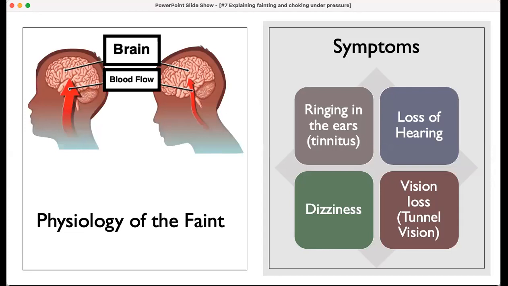The physiology is where the brain is not receiving enough blood flow. And some of the symptoms you'll get, of course, is ringing in the ears, and the medical term for that is tinnitus. Loss of hearing can happen after you start getting the ringing in the ears, and then people describe dizziness, and then that tunnel vision as you reduce blood flow to your occipital lobe.